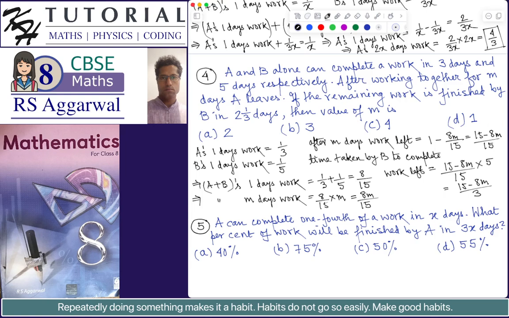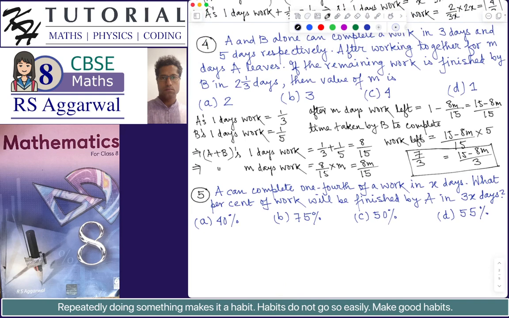Okay. Now it is given that the remaining work is completed by B in 2 and 1/3 days. So we can say that this 15 minus 8m by 3 is equal to 2 and 1/3, which means 7 by 3. So we have to solve this equation, and then we will get m. If you solve, I really do not have any space.